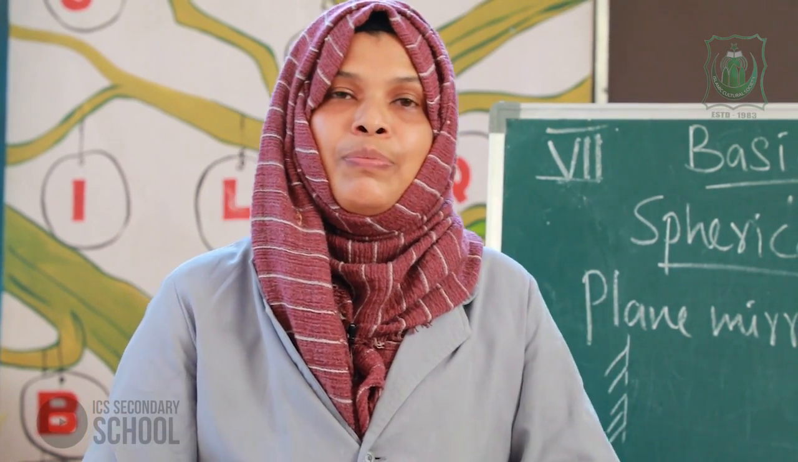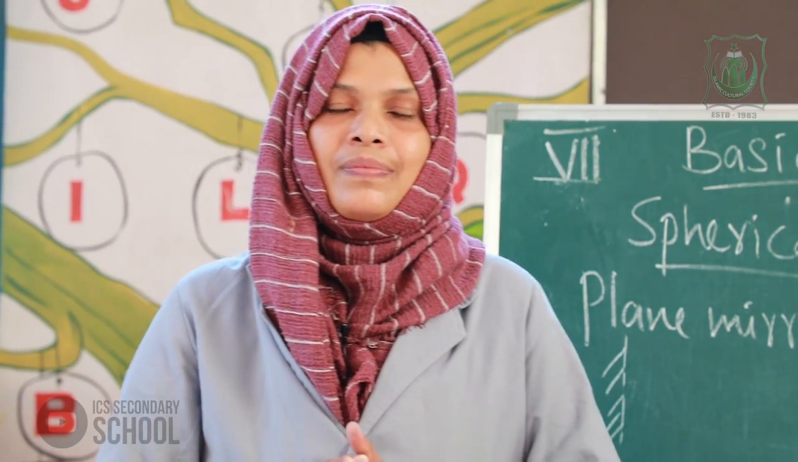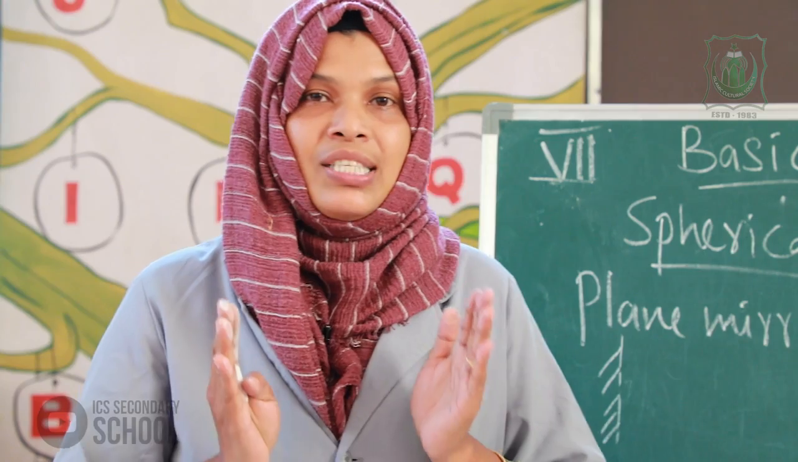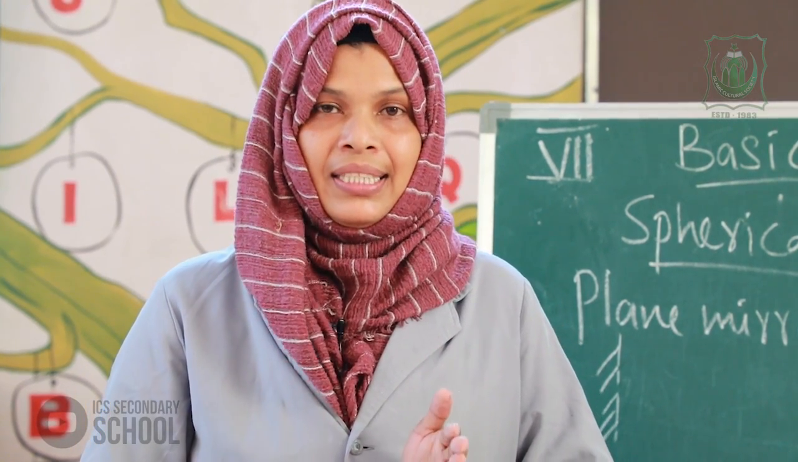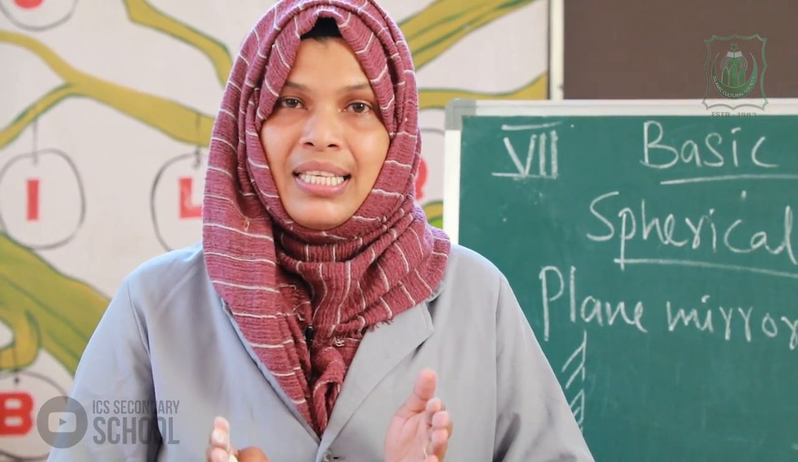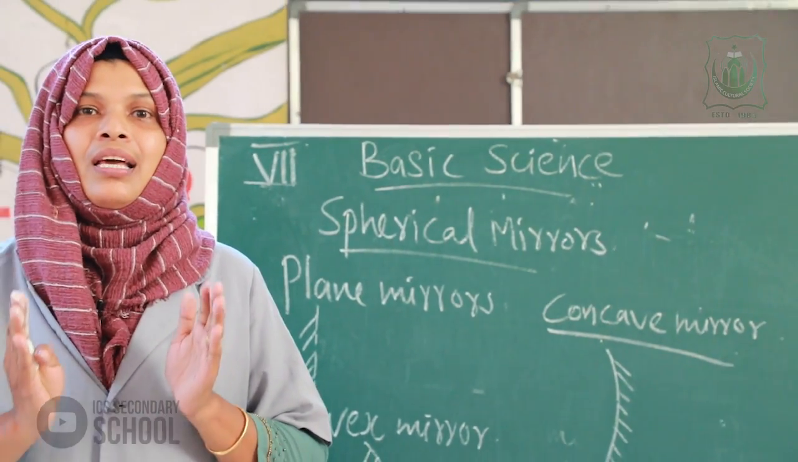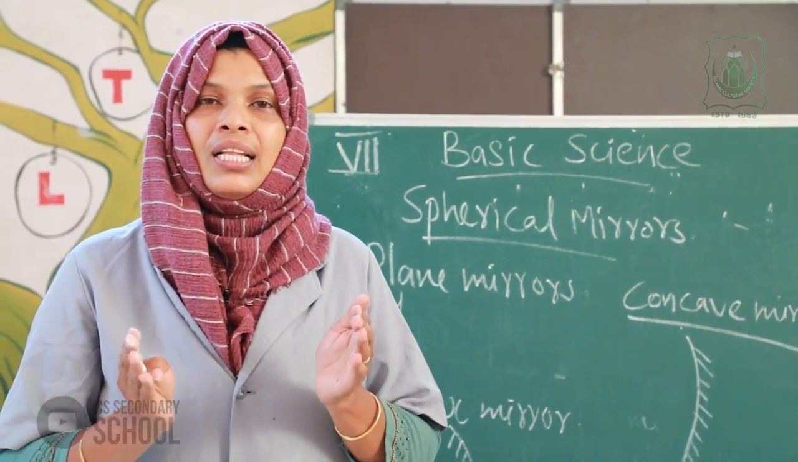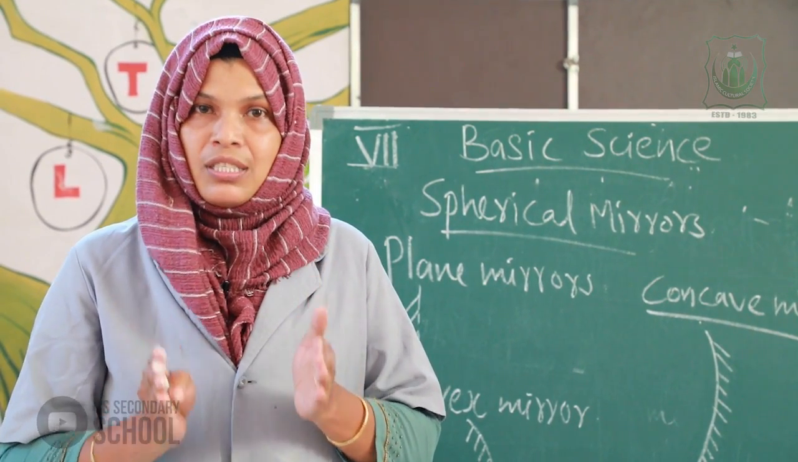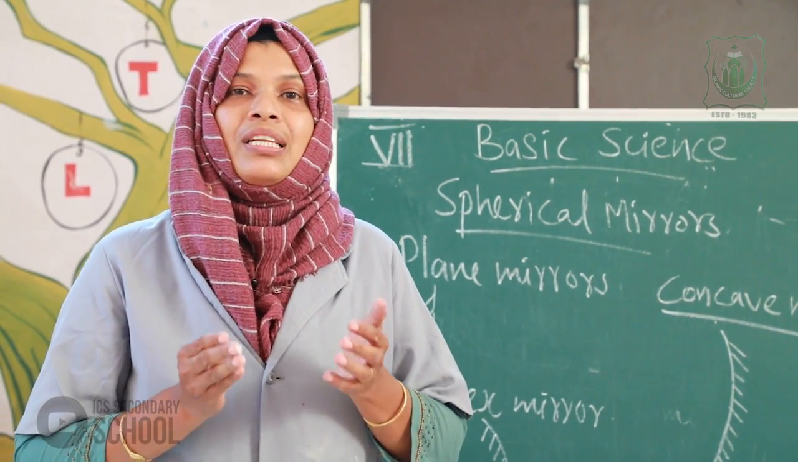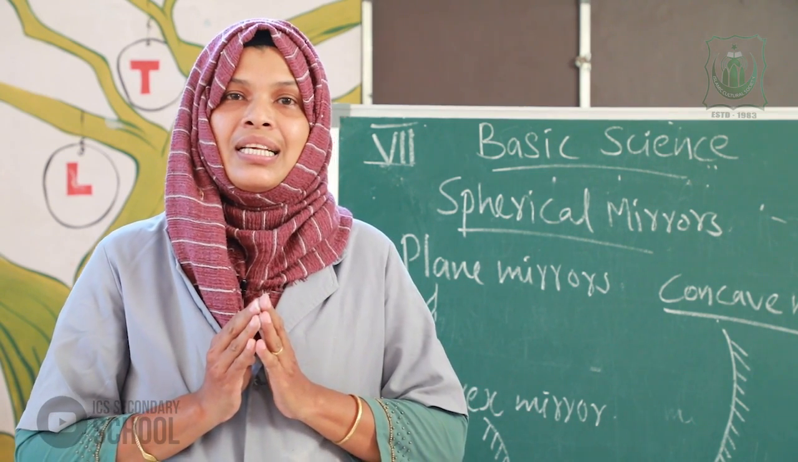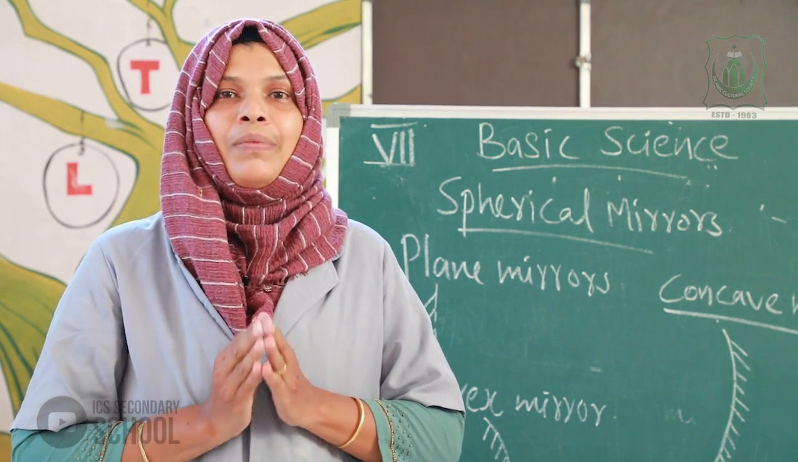What is meant by plane mirror? A reflecting surface that is plane is known as a plane mirror. A reflecting surface that is curved outward is known as a convex mirror. A reflecting surface that is curved inward is known as a concave mirror.